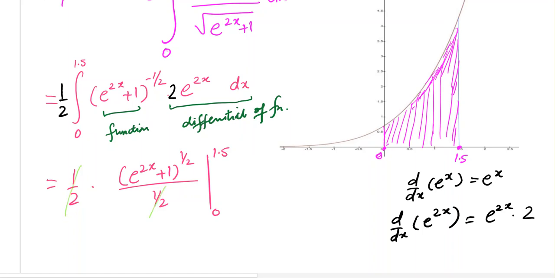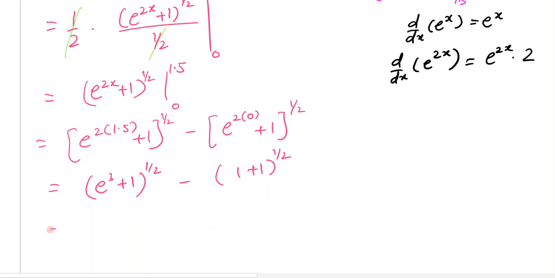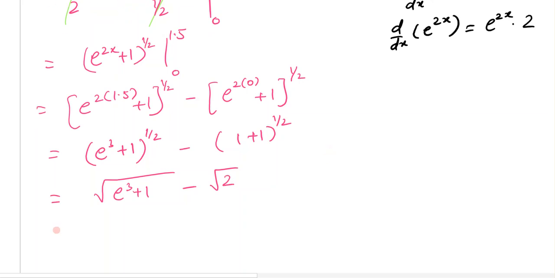Here 1 over 2 and 1 over 2 get cancelled. So now we're just going to put the upper limit and lower limit and evaluate the integral. Putting the upper limit and lower limit, we get e raised to power 3 plus 1 raised to power half, minus e raised to power 0, which is 1, plus 1 raised to power half. So in the end, we got square root of e cubed plus 1 minus square root of 2. If you want your answer in decimal form, it would be 3.178.